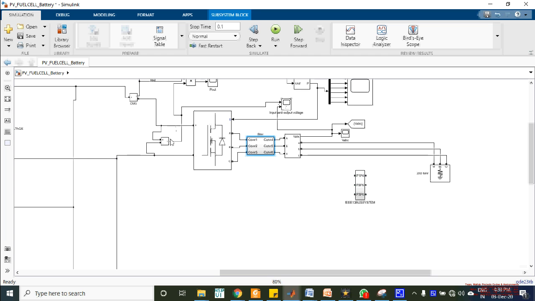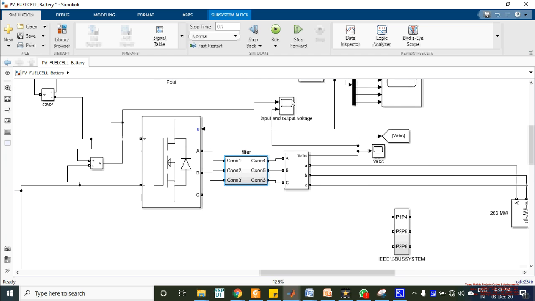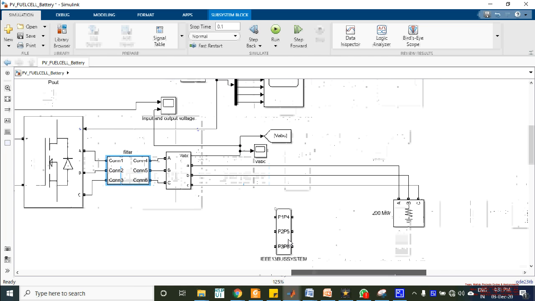And this is the input voltage that is given to the three-phase inverter. And this is the voltage of the three-phase load. So this is the scope for the input DC voltage and the three-phase output AC voltage. In this scope we can see both output representations.